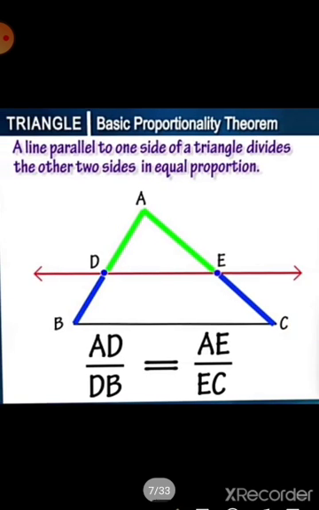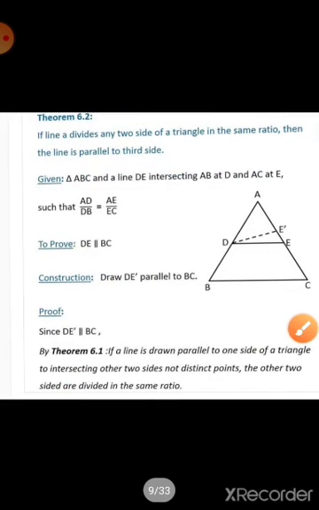So here we have proved that if a line DE is drawn parallel to one side of a triangle, it divides the other two sides in the same ratio: AD by DB is equal to AE by EC. And then the next theorem is the converse of the basic proportionality theorem.